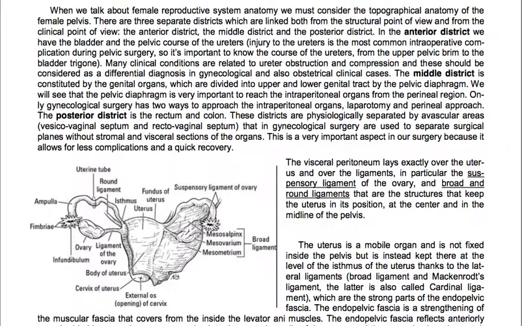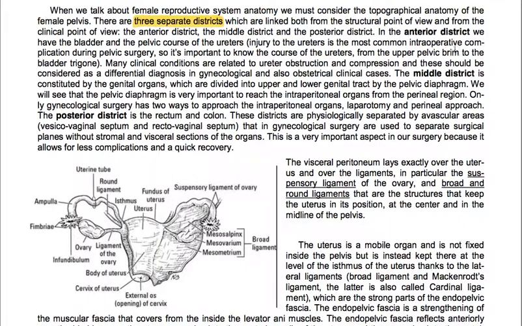So, when we talk about female reproductive system anatomy, we must consider the topographical anatomy of the female pelvis. We have three distinct areas, three separate districts, which are linked both from the structural point of view and from the clinical point of view. We have an anterior district, the middle district, and the posterior district.